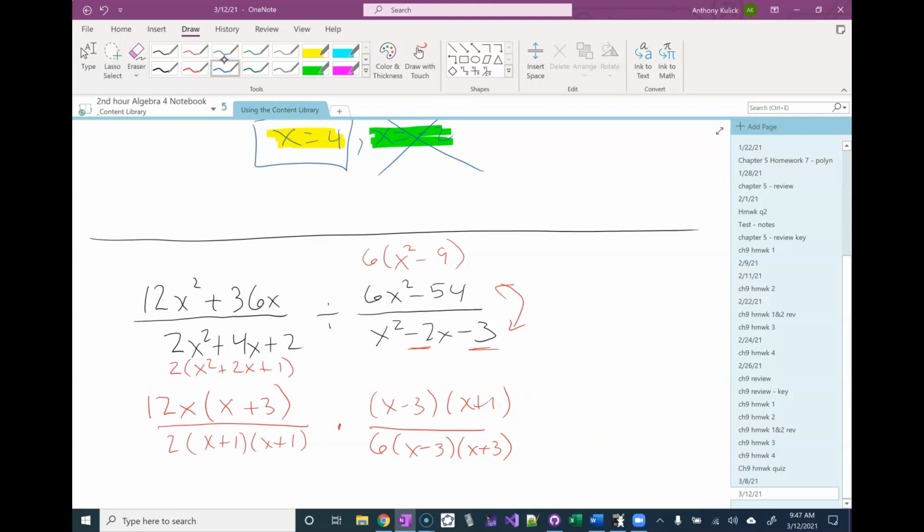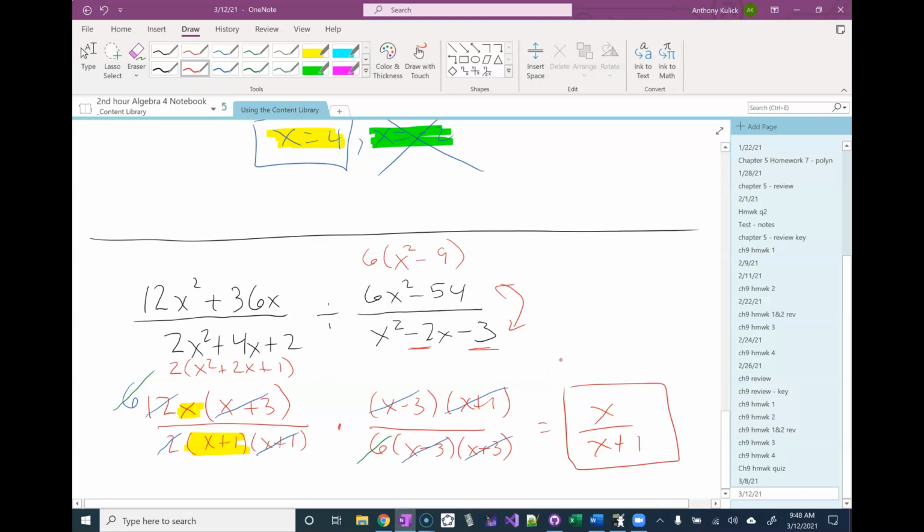And now it's time to reduce. So I notice that the x minus 3's can cancel. This 2 can cancel with the 12 to turn that into a 6. This x plus 3 can cancel with that x plus 3. This x plus 1 can cancel with that x plus 1. And this factor of 6 can cancel with that 6. So the only things left is these over the x plus 1. So that's my answer.